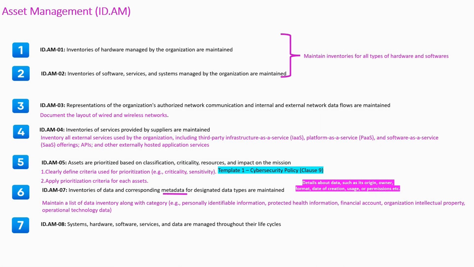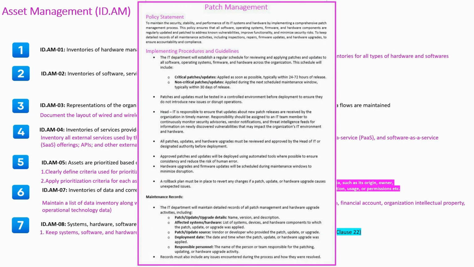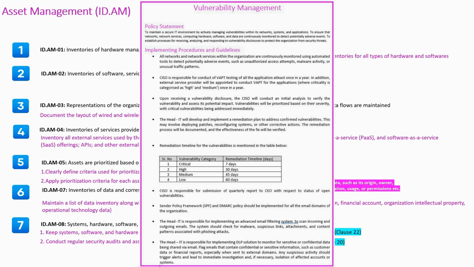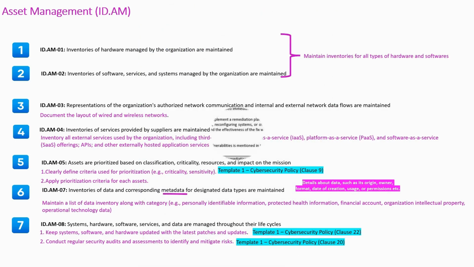Let us now understand the last subcategory, that is management of all the assets throughout their life cycle. And how to implement this? Simple. Keep systems, software and hardware updated with the latest patches and updates. You may like to refer to clause 22 of our cybersecurity policy to understand the patch management procedure. Conduct regular security audits and assessments to identify and mitigate the risk. You may like to refer to clause 20 of our cybersecurity policy to understand best practices in vulnerability management procedures.